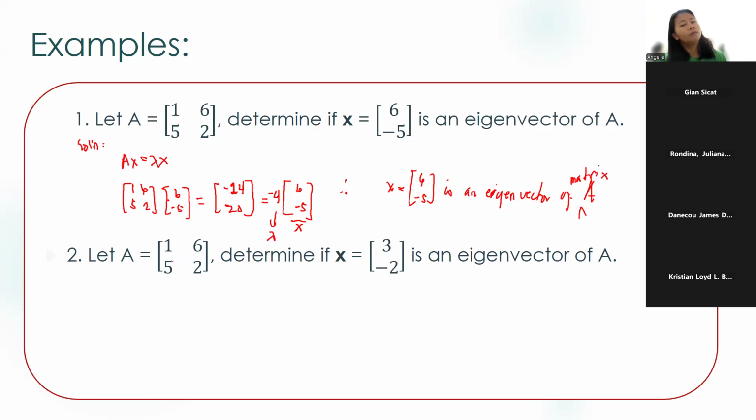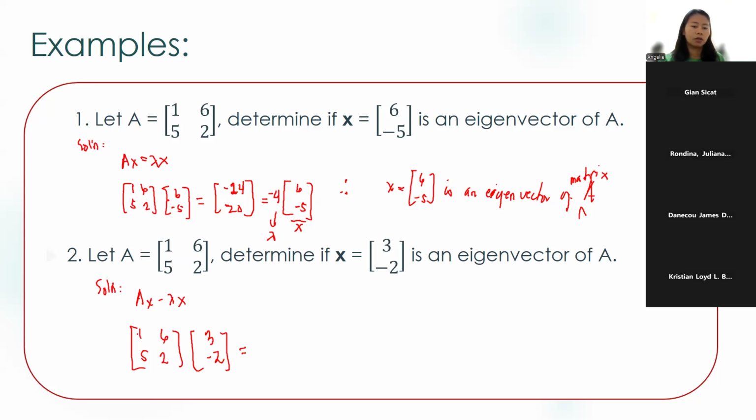Okay. Follow the first example. How about the second example? So again, A x minus lambda x. Ay, the x is different now. Again, 1, 6, 5, 2. It's the same matrix, but a different vector. We are going to take a look if this vector is really an eigenvector of this matrix A.